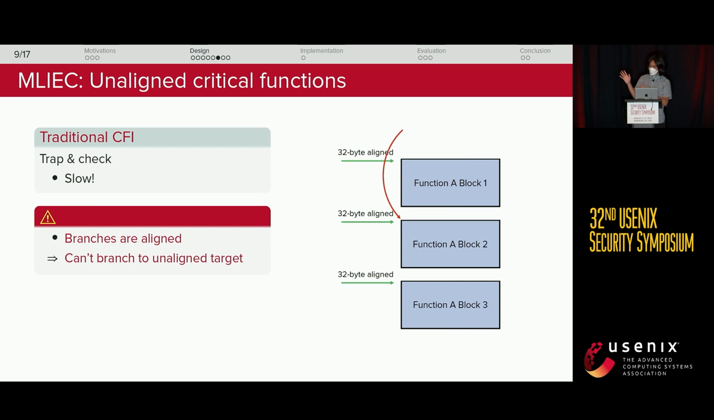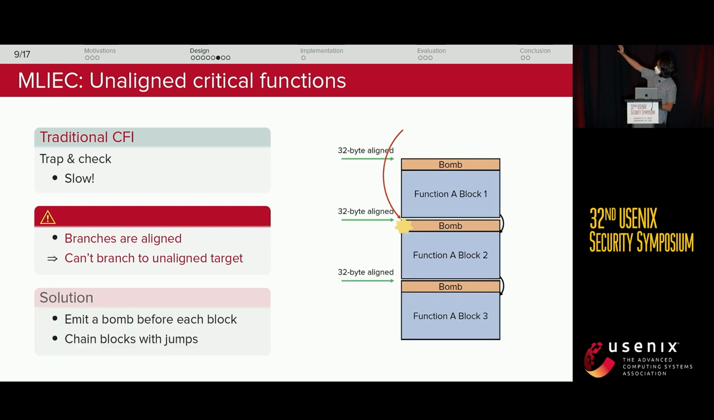we found that we already aligned all the branches, and that means malicious code can't branch to unaligned targets. So what we're going to do is move the function a little bit unaligned and put a bomb, which is an instruction that will cause the program to crash, at the beginning of each of these blocks, so that if it's branched to from the outside, the program will just crash. But on the inside, we chain them together with direct jumps, so the function will just execute as normal.